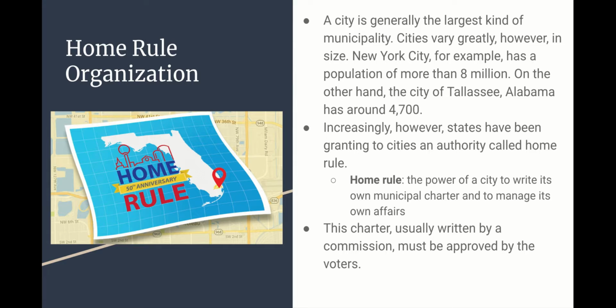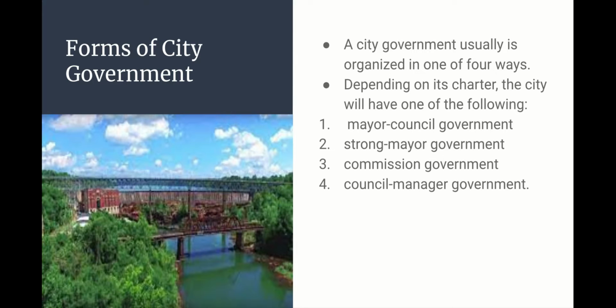Increasingly, however, states have been granting cities the authority to call home rule. Home rule is the power of a city to write its own municipal charter and to manage its own affairs. This charter usually is written by a commission and must be approved by the voters.